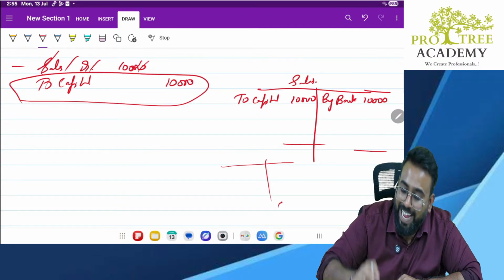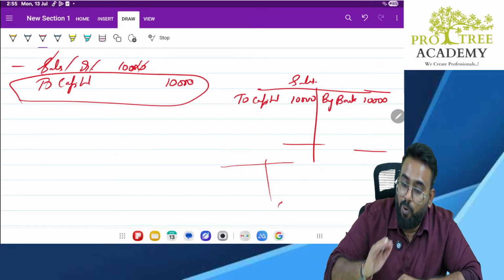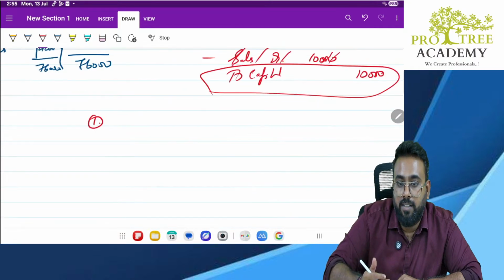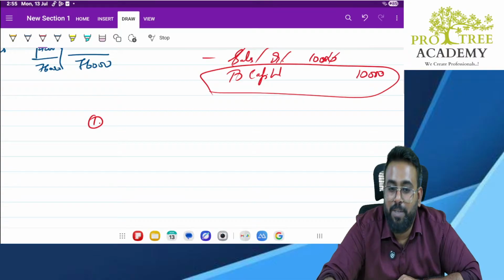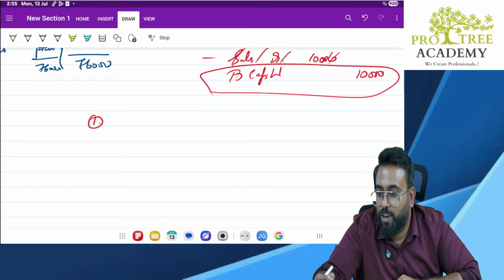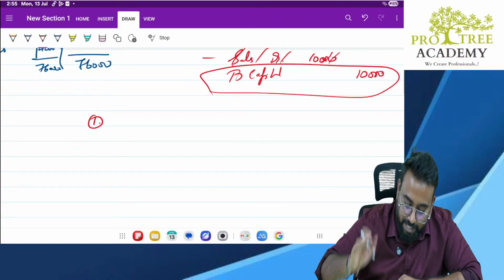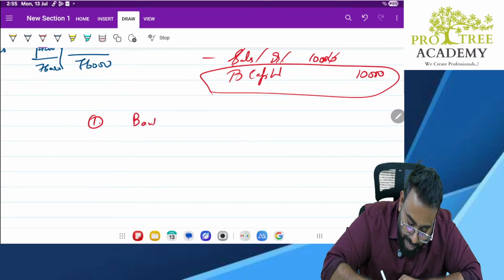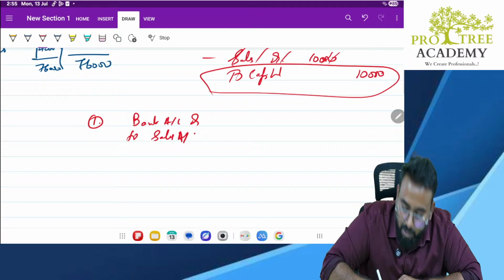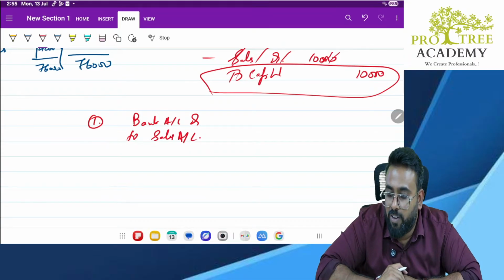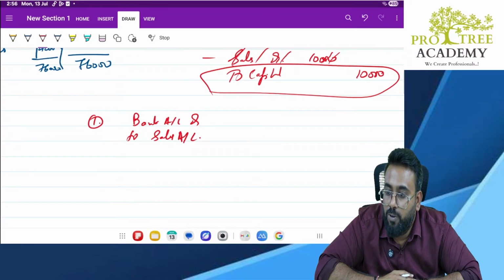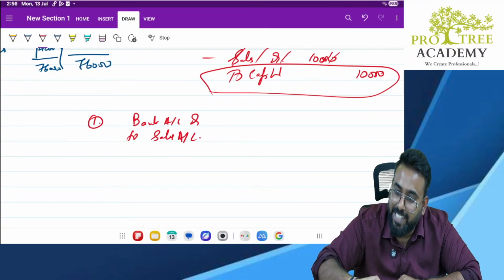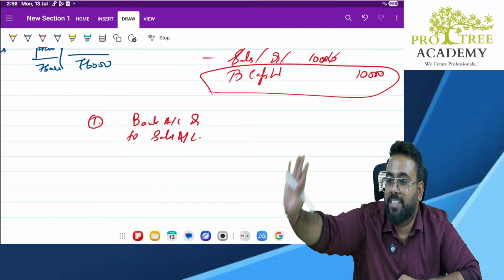Understanding? So actually speaking, how would a noob accountant do it? What accountant? Noob accountant. That means if he doesn't have very technically strong knowledge, how would he have rectified? Simple, I'll tell you, listen to me. Bank account debit to sales account. Correct? This is what he has recorded. Now suddenly he came to know the accounting entry is wrong. So what will he do? First he will record the exact entry in the opposite way, because he wants to cancel this entry.